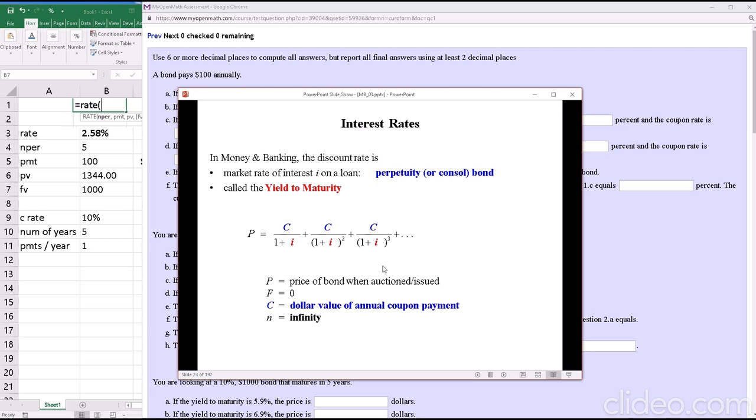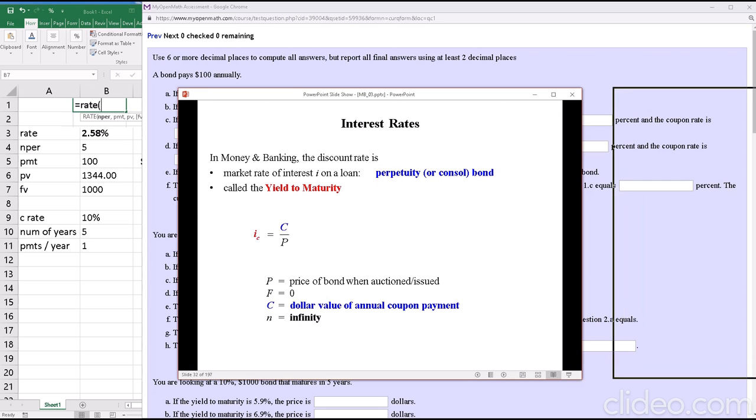So we have this perpetuity here, right? And we want to solve for I. And so we solve for I using higher level mathematics, and we get this equation, and we solve for I here. We call that the current yield. It's just the annual payment divided by the price of the bond. So that's one way we can do this. I'll put it right here.